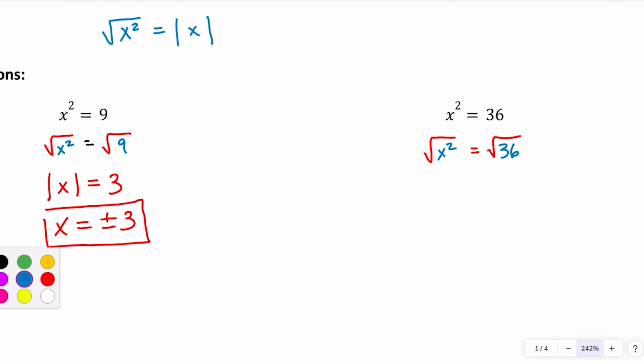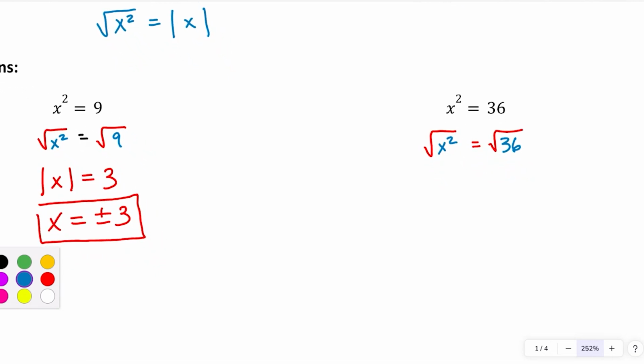And so the square root of x squared is going to be the absolute value of x. And the square root of 36 is 6. So we get the absolute value of x is 6. So x could either be plus or minus 6.